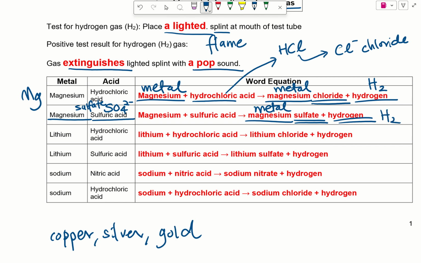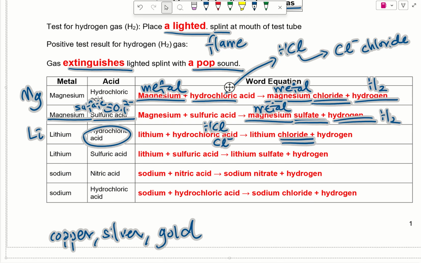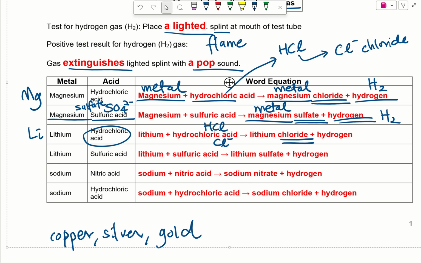Now we try another metal, which is lithium. It's added to hydrochloric acid, so there must be HCl, and because it has chloride, it will be named lithium chloride. Again, we take the metal plus the kind of ions that we have in the acid. So it's lithium chloride, and again we have hydrogen.